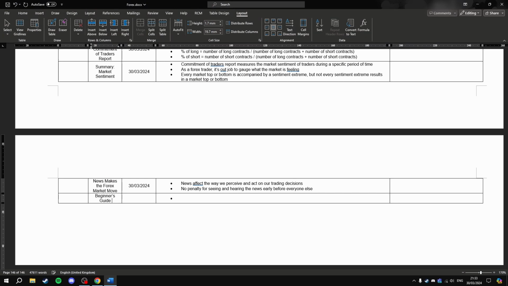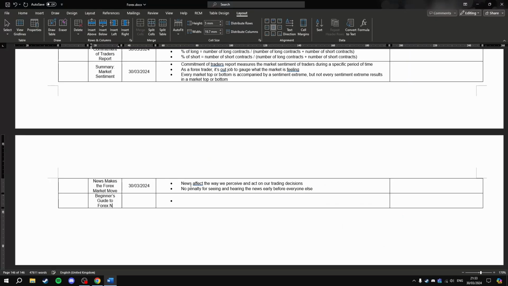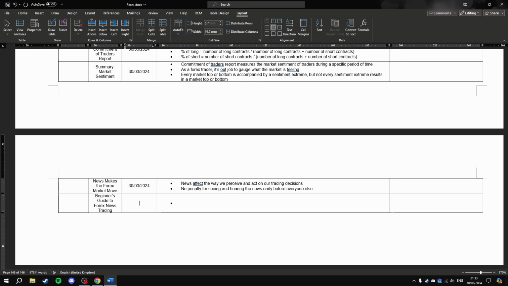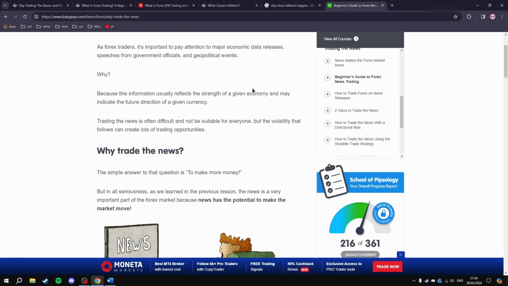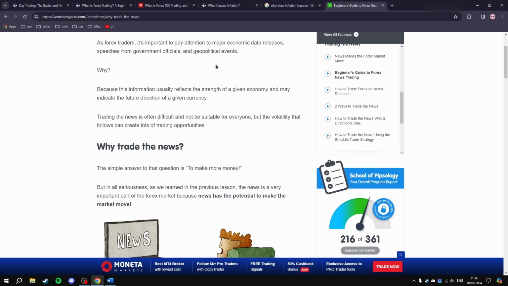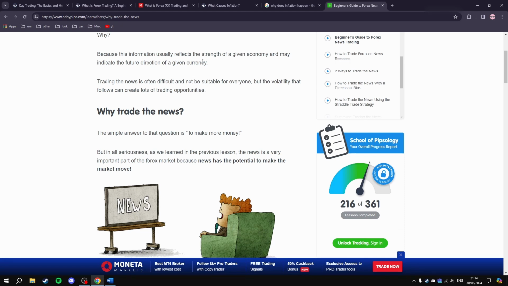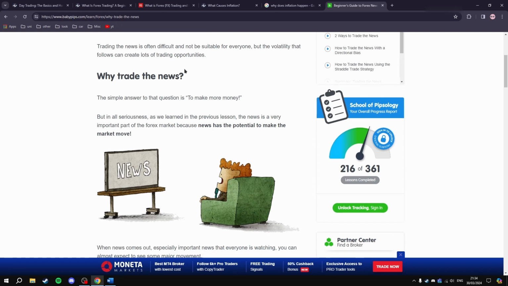Beginner's Guide to Forex News Trading. As forex traders, it's important to pay attention to major economic data releases, speeches from government officials, and geopolitical events. Why? Because this information usually reflects the strength of a given currency and may indicate its future direction. Trading the news is often difficult and may not be suitable for everyone, but the volatility that follows can create lots of trading opportunities.